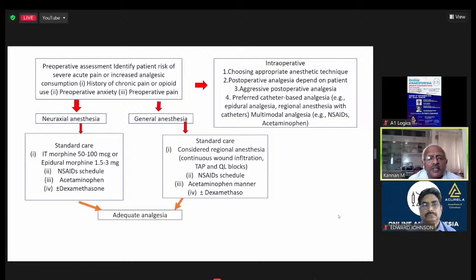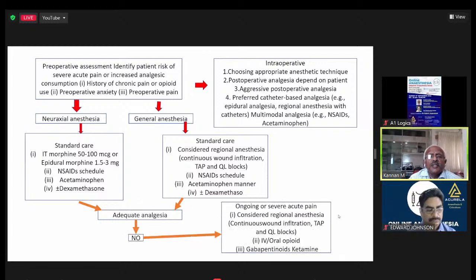So if there is adequate analgesia, well and good. If there is no adequate analgesia, then there is ongoing severe pain. Then you have to repeat and consider other regional anesthesia techniques, continuous infiltration like this, and then IV or oral opioids, and sometimes gabapentin or even ketamine has to be used when the patient demand is too much. It is a very rare instance only.